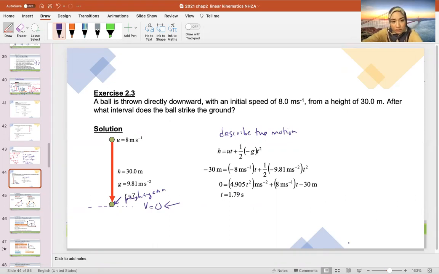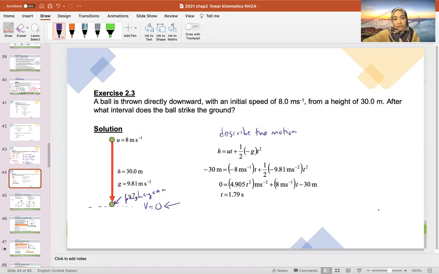So when we use linear kinematics, do not use V equal to 0, because it's not part of the motion. Before it hits the ground, there is velocity. Only when it touches the ground does it become zero. So what we look for is the velocity just before it touches, just a split second before it touches the ground. That is part of the motion. When it touches the ground, you've left the cinema. So don't put V equals 0.